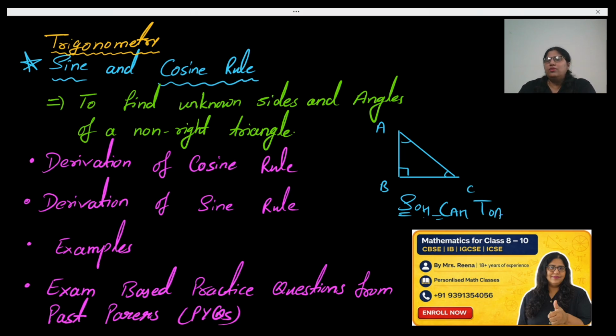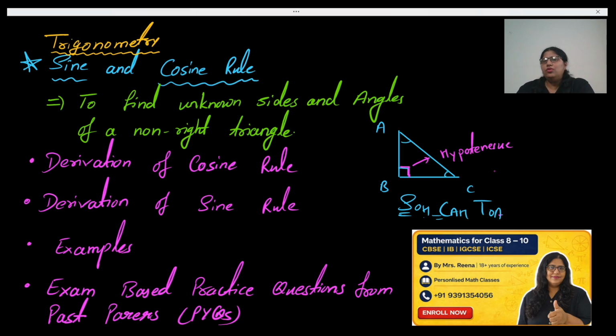So you have already learned about this. Just remember, whenever there is a 90-degree angle, the side opposite to the 90 degrees we always call the hypotenuse. And where do we use this trigonometric ratio? To find out the unknown angle or side.